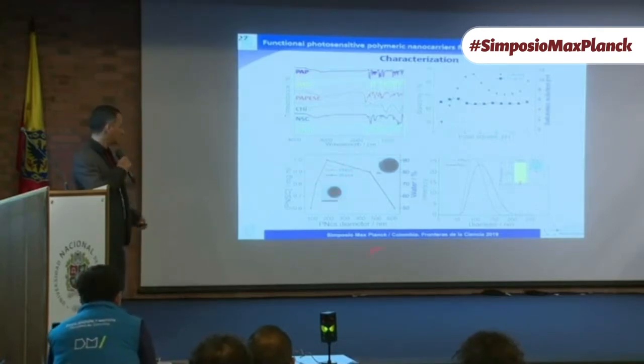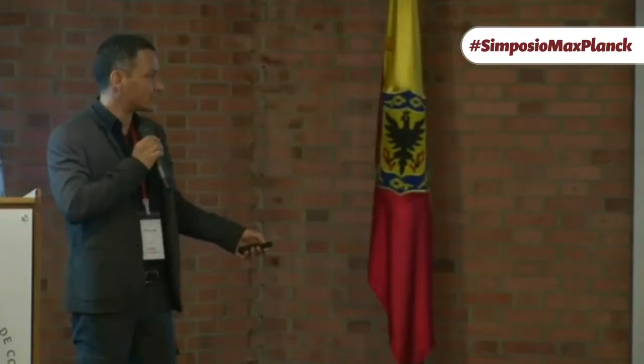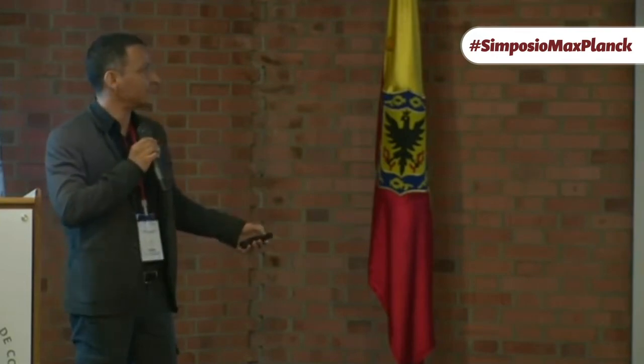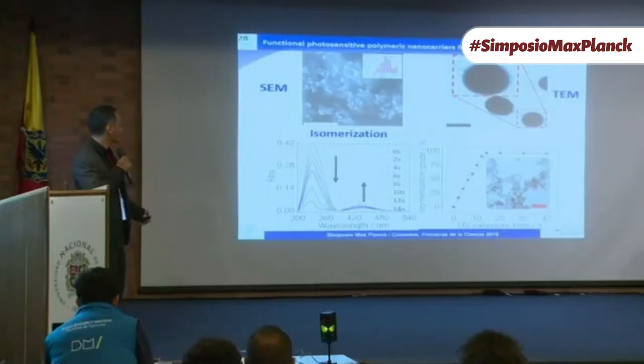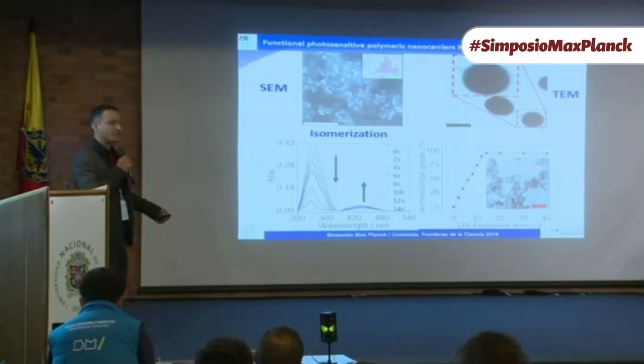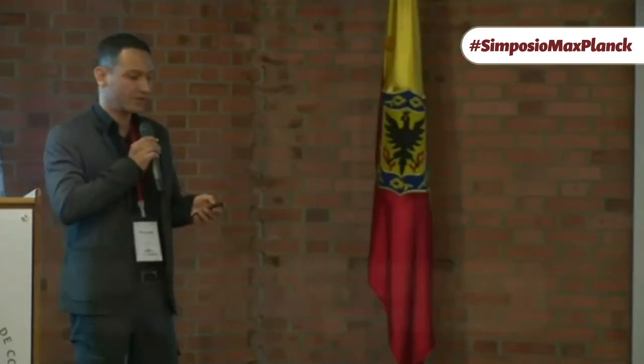So we got nanoparticles from 90 to 600 nanometers. We characterize the size and the charge of the particles with SEM and TEM. In this TEM, you can see here the peptide on top of the particles. We perform isomerization experiments, and we get almost 100% of isomerization after only 14 seconds, so it's very quick.